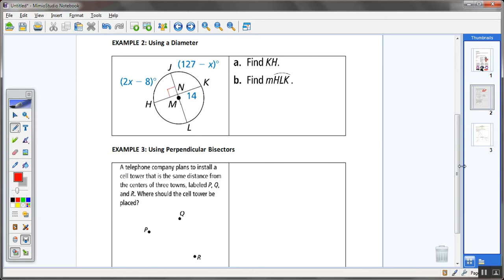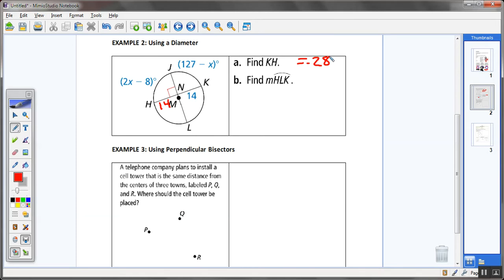Okay, so it says find the distance from K to H. Well, guys, if K to N is 14, what must be true about H to N? So if I want to find the length of K to H, what are you going to do? 14 and? 14. Which would be? Now, kids, it says find what?